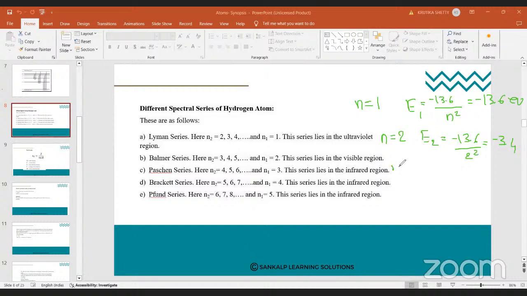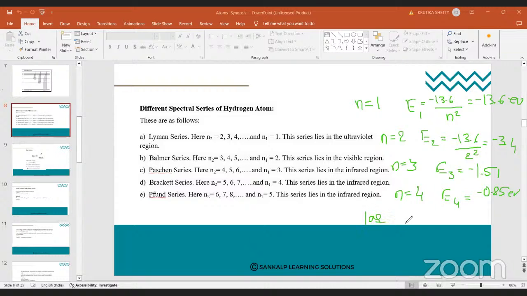Suppose the second excited state. Here you may make a mistake and take 2. It is not 2, it is 3. So second excited state means n is equal to 3. Substitute the n value and the E3 value will be minus 1.51 electron volt. The third excited state is n is equal to 4 and the value comes out to be minus 0.85. If you are able to remember these values, it is very good. Otherwise, every time you have to calculate.